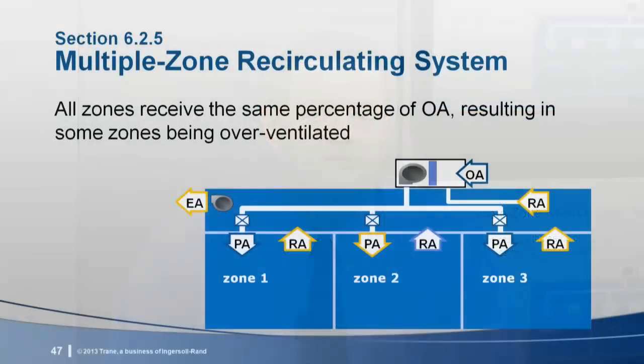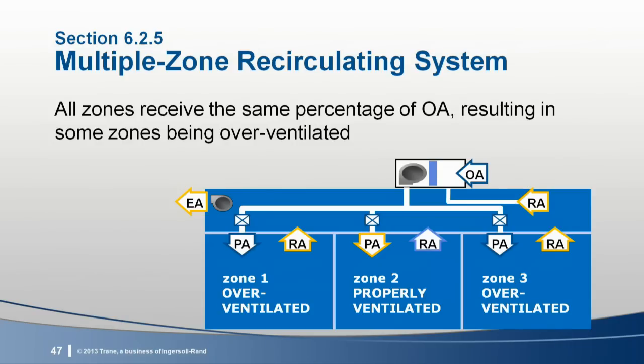Now for the multiple zone recirculating system, which is more challenging. For our example, we're assuming that one VAV air handler serves all three zones, and each zone has a VAV box to vary the cooling or heating. The primary air leaving the air handler is a mixture of outdoor air and air that has been recirculated from the zones. All zones receive the same fraction or percentage of outdoor air. As a result, while the critical zone, that is the zone that requires the highest percentage of outdoor air, is properly ventilated, the other zones served by the system are overventilated.